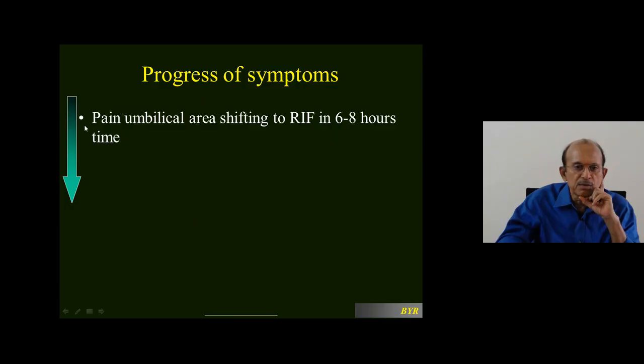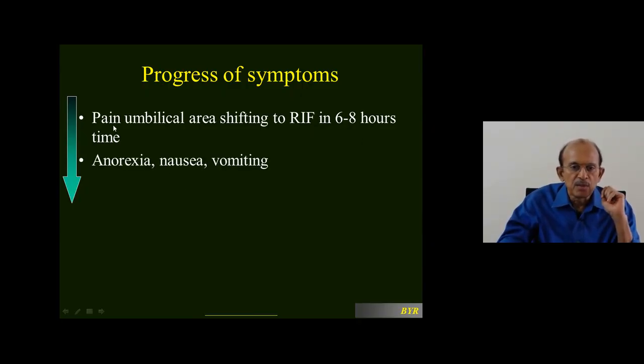So the progressive symptoms will be like this. First, there will be pain in the umbilical area shifting to the right iliac fossa in 6 to 8 hours. After the pain, the patient gets anorexia, nausea, and vomiting. Then the patient will get pyrexia. This is the order in which symptoms of acute appendicitis develop. Initially there is pain, a few hours later nausea and vomiting, still later pyrexia. So if any alteration is there, then it may not be due to appendicitis.